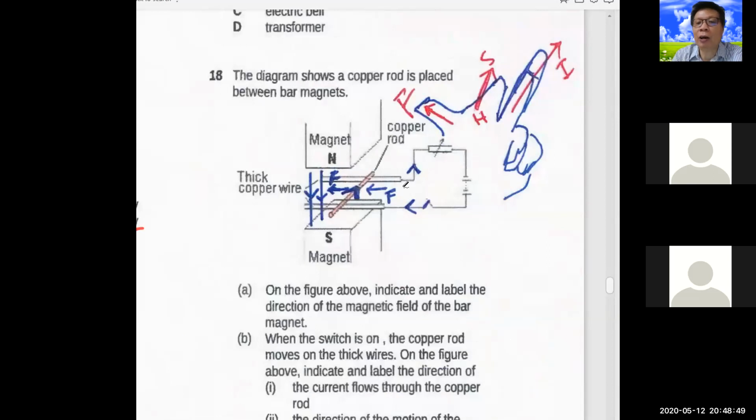Right? Okay, number 18. This one is a structure question, so follow carefully, all of you. The diagram shows a copper rod placed on two long wires here. On the figure, indicate and label the direction of the magnetic field of the bar magnet. So the bar magnet is here. This is north, this is south. You just draw two lines from north going to south. This is the magnetic field of the permanent magnet. It must be north to south, the direction. So remember that: north to south, okay?